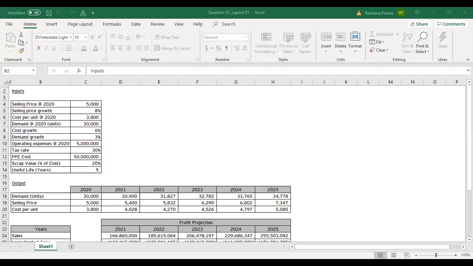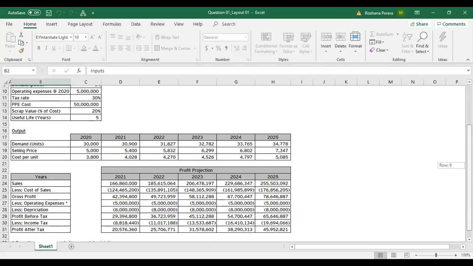Right. So you have, more importantly, identified the input first. Good. Then you have taken the output area. Can you take us a little bit down? Okay, good. Take the sales, cost of sales, gross profit. So it is perfect, but we wonder why you have taken this demand, selling price, and cost information over here.